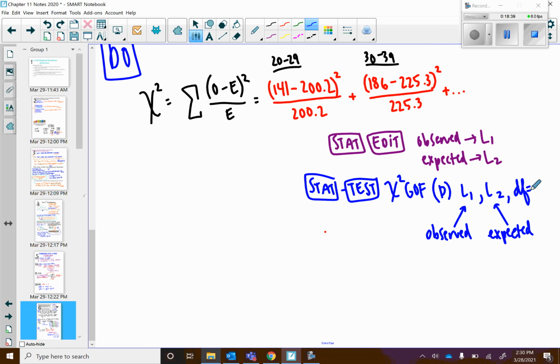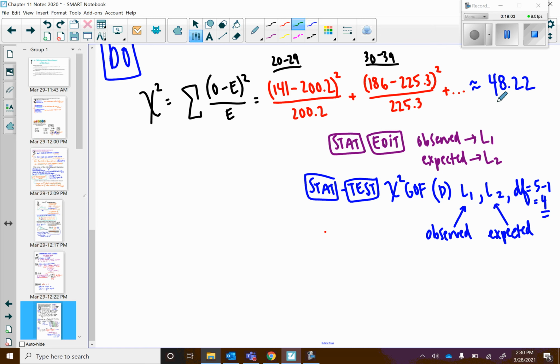And our degrees of freedom in this case, there are 1, 2, 3, 4, 5 different categories. 5 minus 1 would be 4. So I put observed, list 1, expected, list 2, degrees of freedom is 4, and I'm going to have that calculated, and hopefully you get the same thing that I got. I'm getting 48.22.